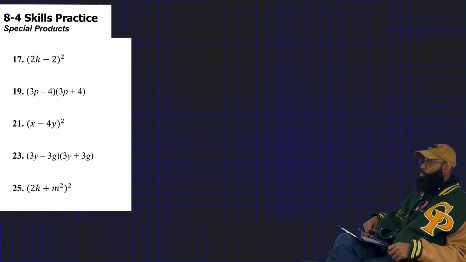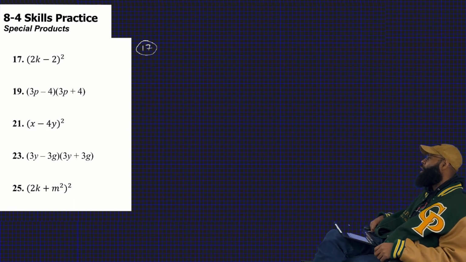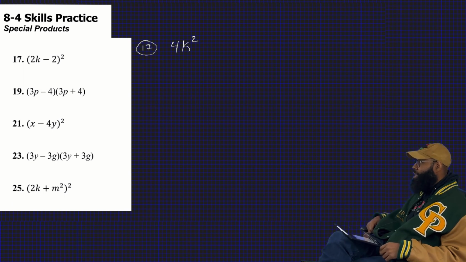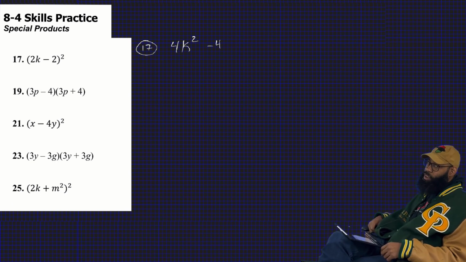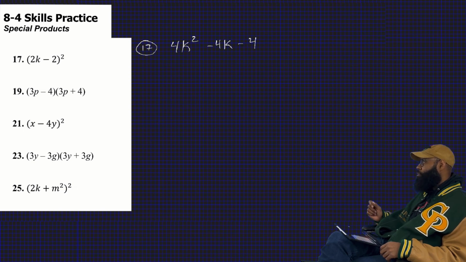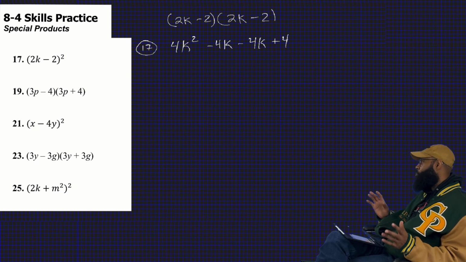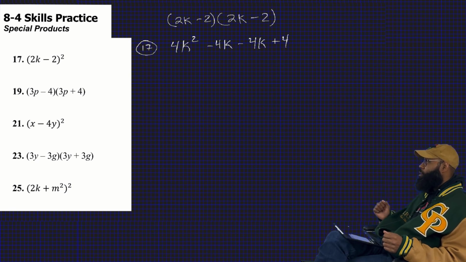We didn't do 24 because I still got some on this side. We've got the odds over here. So 17, 2k minus 2, all to the second power. Looks like I'm jumping into it. 2k times 2k. And we're not talking video games. 4k squared. Then of course, 2k times negative 2, negative 4k. And then of course, that 2k times a negative 2 again, negative 4k. And then of course, the negative times the negative is a positive, so we get the positive 4 on the end.